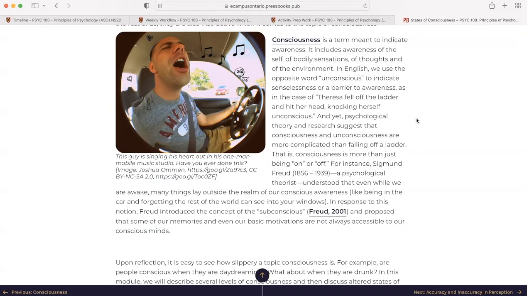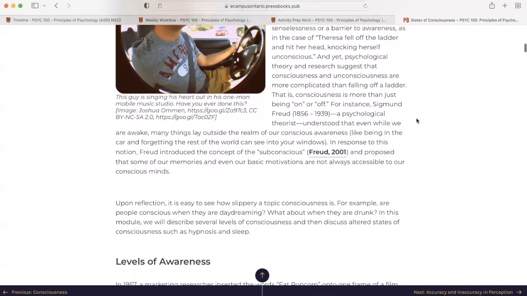For instance, Sigmund Freud, a psychological theorist, understood that even while we are awake, many things lay outside the realm of our conscious awareness, like being in the car and forgetting the rest of the world can see into your windows. In response to this notion, Freud introduced the concept of the subconscious and proposed that some of our memories and even our basic motivations are not always accessible to our conscious minds.